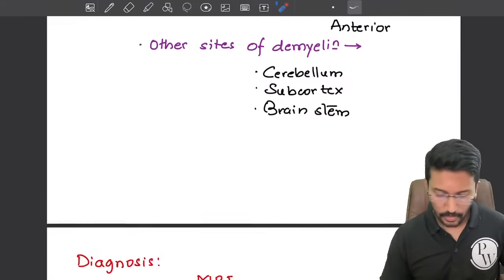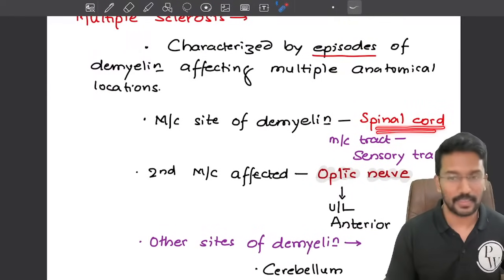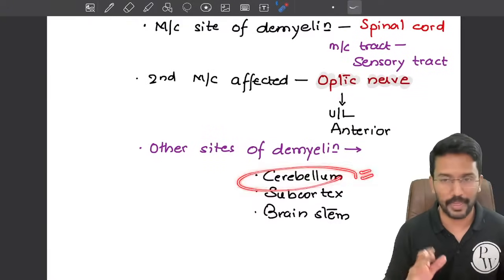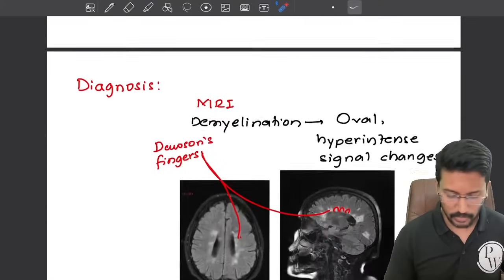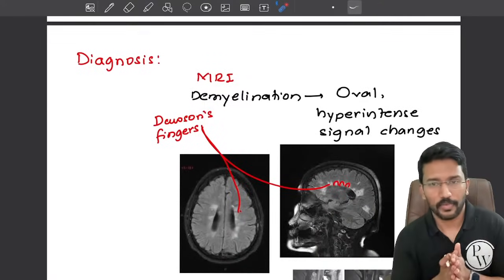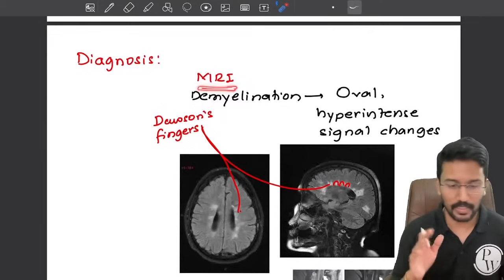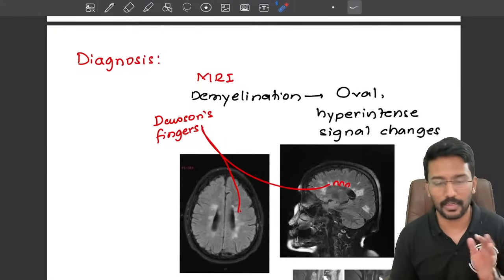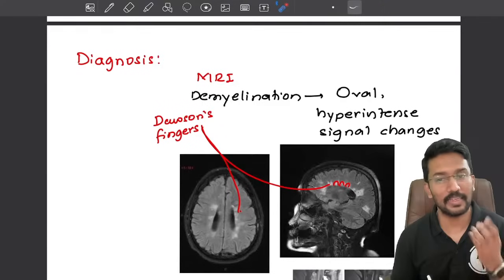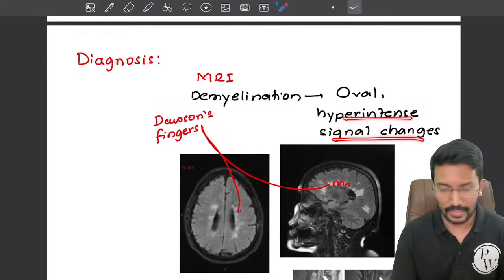Okay. Now, if a patient presents with features involving the sensory deficits or optic neuritis, or because of the cerebellar demyelination, if they have ataxia, you can suspect the possibility of multiple sclerosis. Now, for diagnosis, we might have to think of doing an imaging, and imaging primarily should focus on MRI. CT scan is not a good investigation for recognition of the demyelination. And in the MRI, we will be able to see the demyelination as oval, white, or hyperintense signal changes.